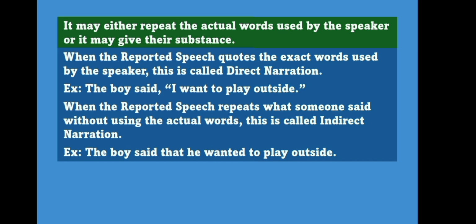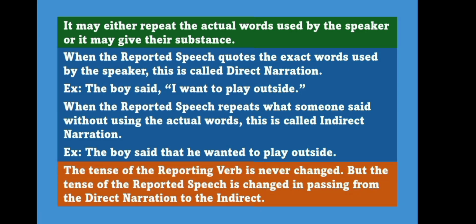But in case of indirect narration, we get the main part of what someone has said or written, not the exact words used by the speaker. The indirect narration of the above sentence is: the boy said that he wanted to play outside. This sentence does not express the actual words used by the boy. In indirect narration, the sentences are joined by "that" if the reported speech contains a statement.